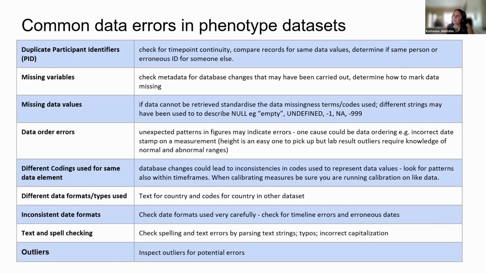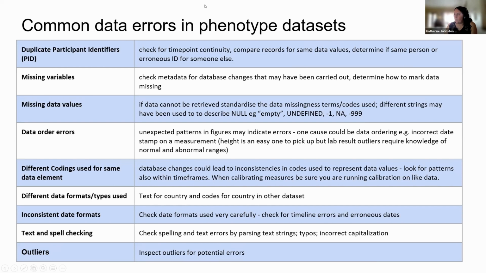So I thought we'd put together some common data errors in phenotype data sets that may come up when you're looking at your data. These are quite typical if you are looking at a phenotypic data set. Things such as duplicate identifiers is obviously quite a critical one. You want to make sure that you are not repeating records that have been duplicated, but it may also be the case that somebody has reused a participant identifier for a completely different person.